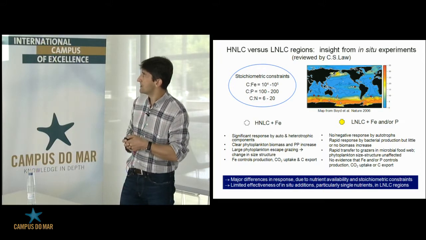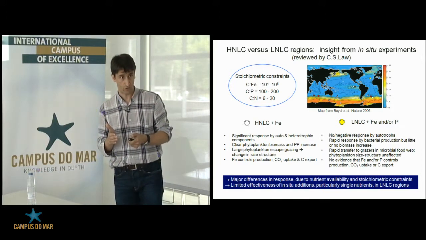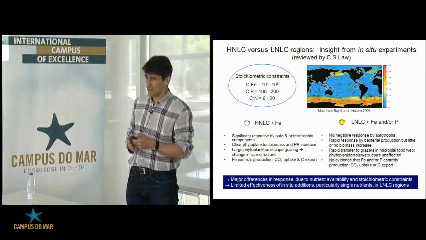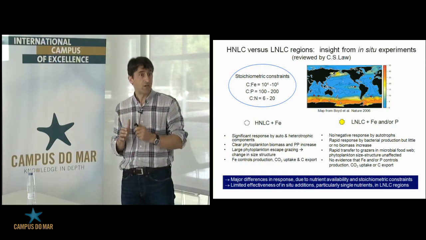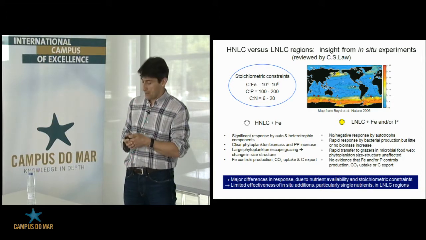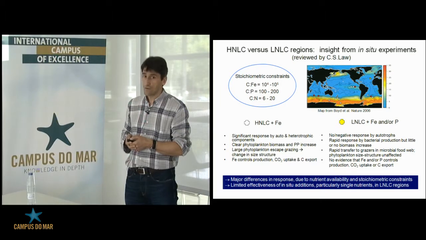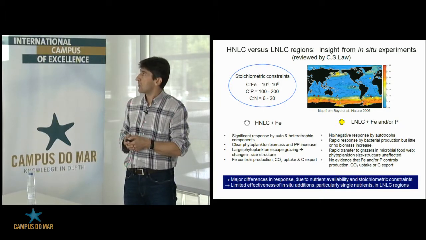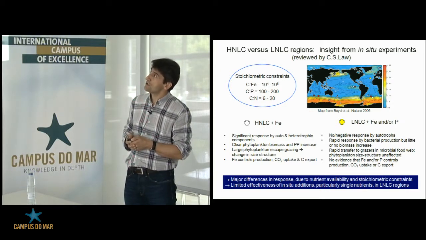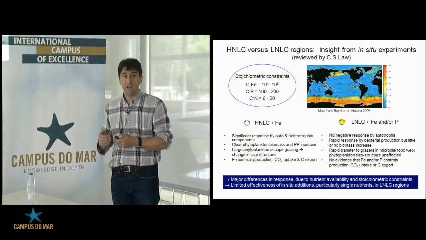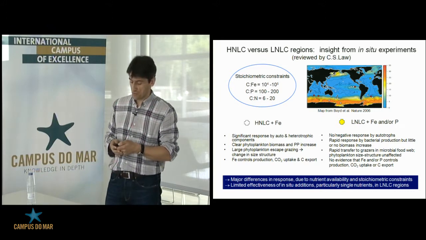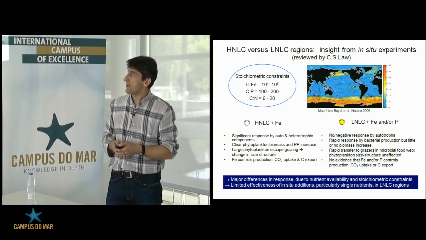In these regions, typically you have a limited response of the photoautotrophs compared to a quite clear response of the bacteria often. But most of the time there is not a huge change in the abundance of the organisms. And there is no evidence that either iron or phosphorus control the production or the export of organic carbon in these systems. Whereas if we consider HNLC regions, the addition of iron typically triggers a huge response, both in terms of biomass, but also in terms of metabolic rates and even in terms of carbon export.